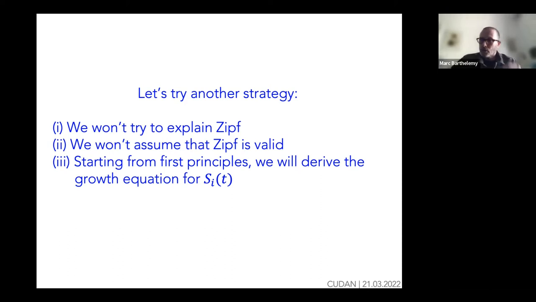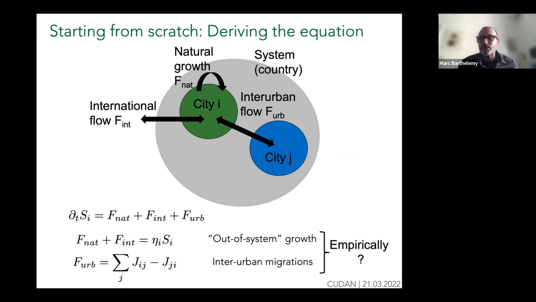So here, the point is that let's start from basic first principles and let's try to write an equation for the population of a city. And this is what I will try to describe here. Let's start from scratch. Imagine that I have a city here, the city i, in some country.